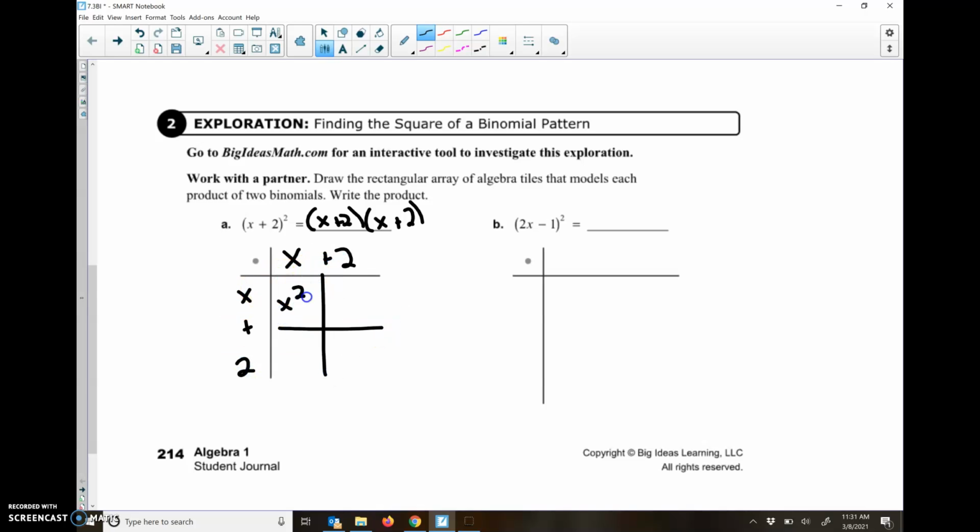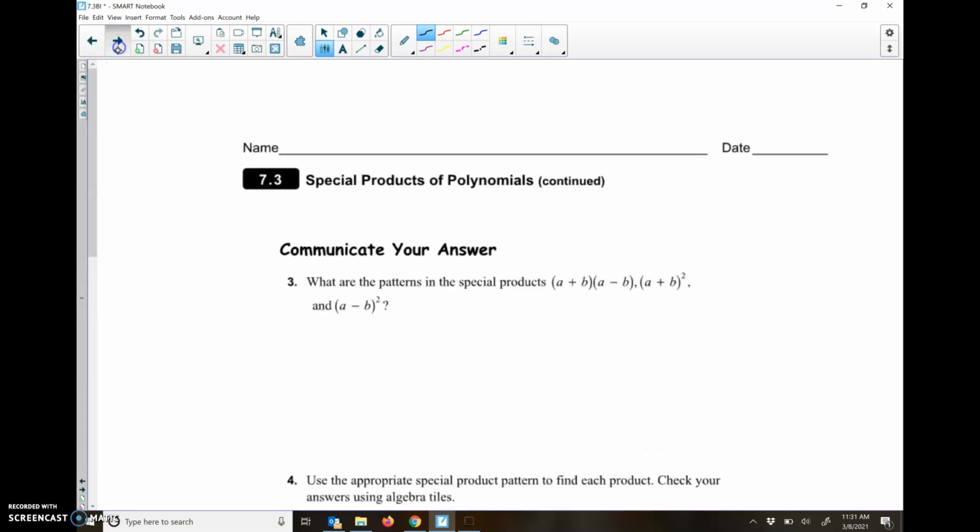x and x is x squared, x and 2 is 2x, 2 and x is 2x, and 2 and 2 is 4. And then remember, if you do it correctly, you should be able to combine those two. So x squared plus 4x plus 4. So again, not really anything super different from yesterday, just all of them have special products. So let's look at some more examples.